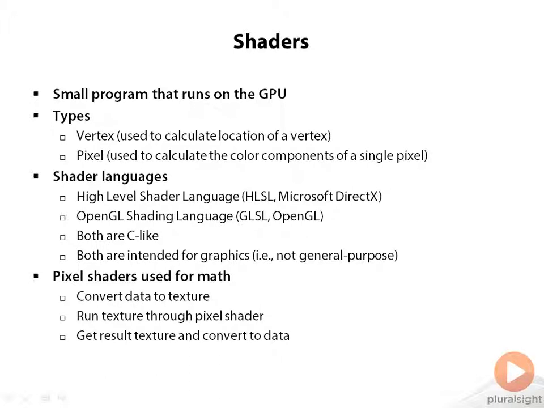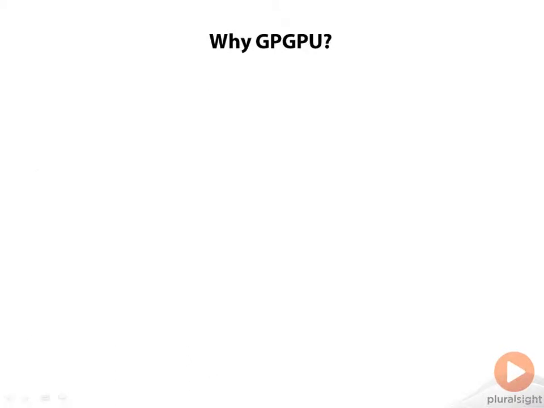So for example, to perform matrix operations, you had to basically convert your data, so convert your matrix into a texture, then run the pixel shader on the texture, and then convert the resulting texture back to data. And it was doable, but it wasn't very easy to do. So the whole idea of doing computation on GPUs actually gave birth to a new field of computation called GPGPU, which is short for General Purpose Computation on GPUs.